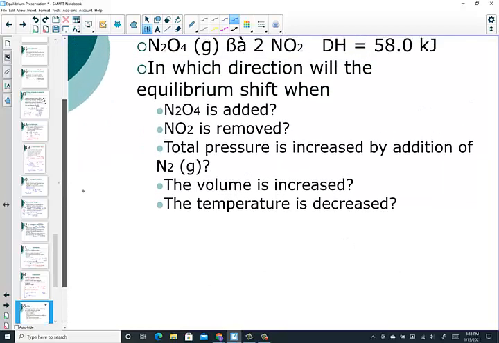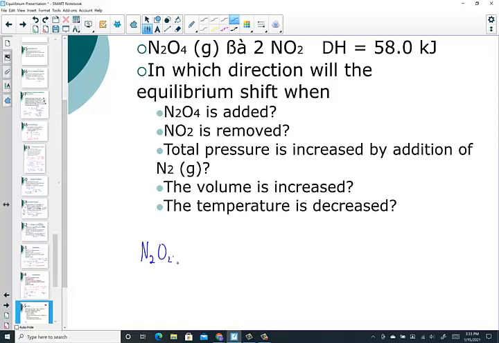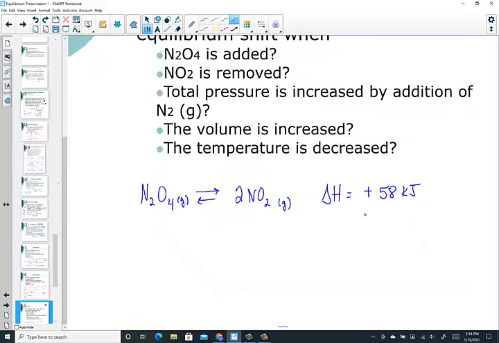Here's my equation in which I have dinitrogen tetraoxide, N2O4, in the gaseous phase, in dynamic equilibrium with 2 molecules of nitrogen dioxide, also in the gaseous phase. The enthalpy of reaction is given as positive 58 kJ. So when you see that this is a positive endothermic value, it is a wise idea to think of the equation as including heat on the left side, just as you would a reactant, and read that as saying heat is required for N2O4 to decompose into 2 molecules of NO2.